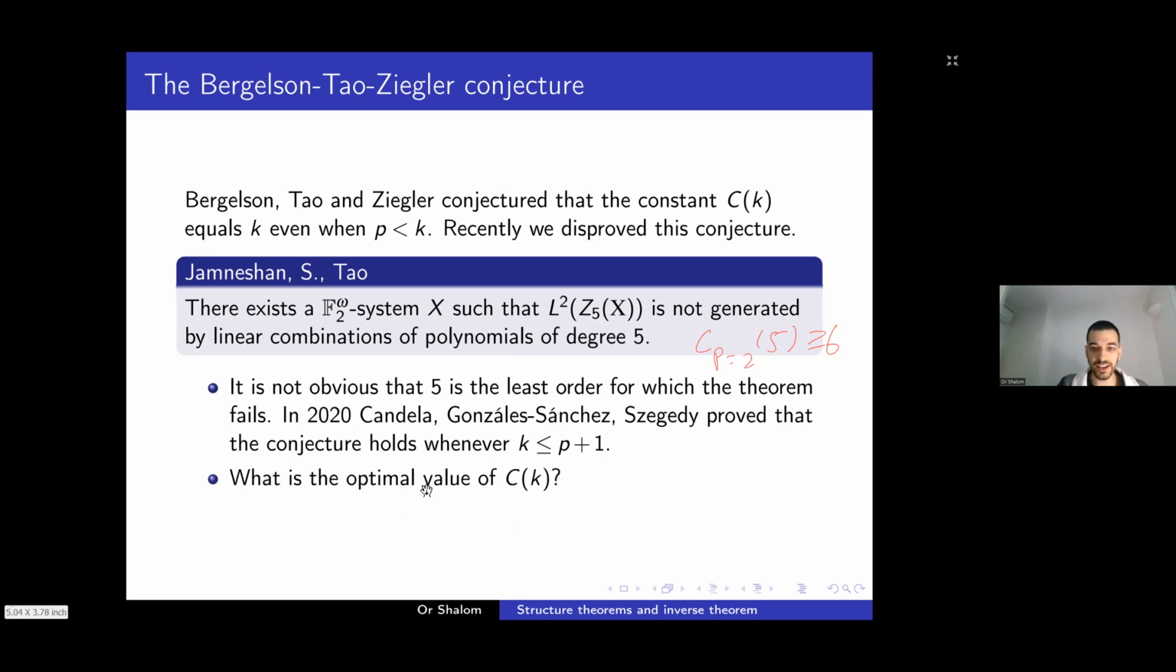And also now we need a new conjecture for this constant. So we know that ck is not k. For instance, in this case, it's at least 6, but we don't know what it should be in general.